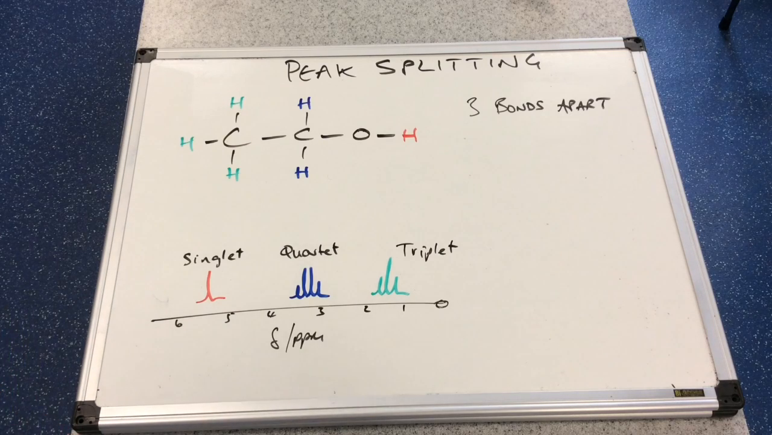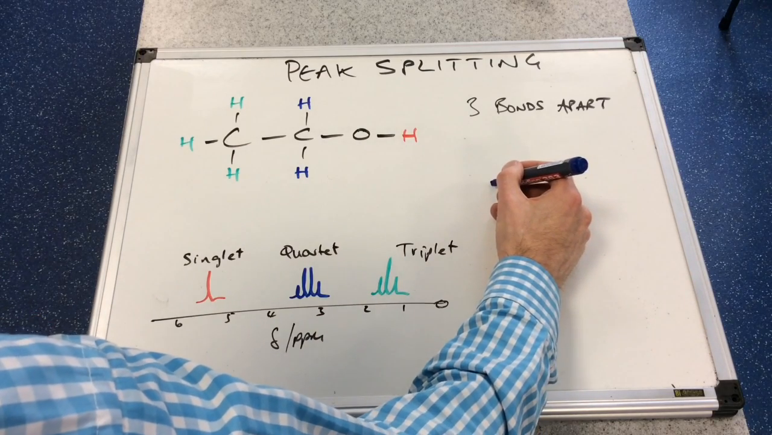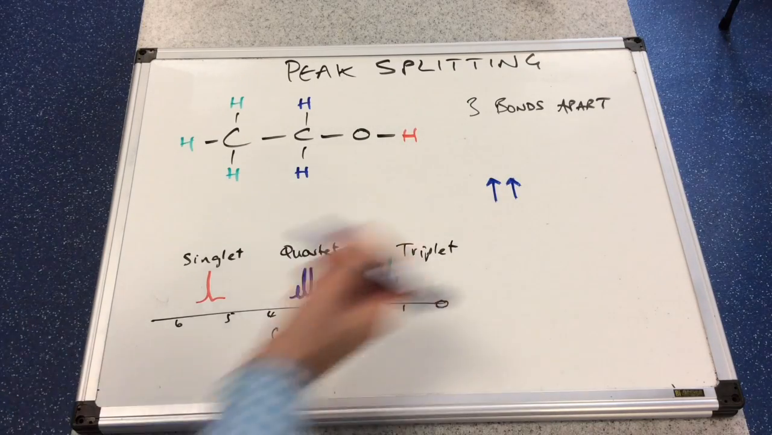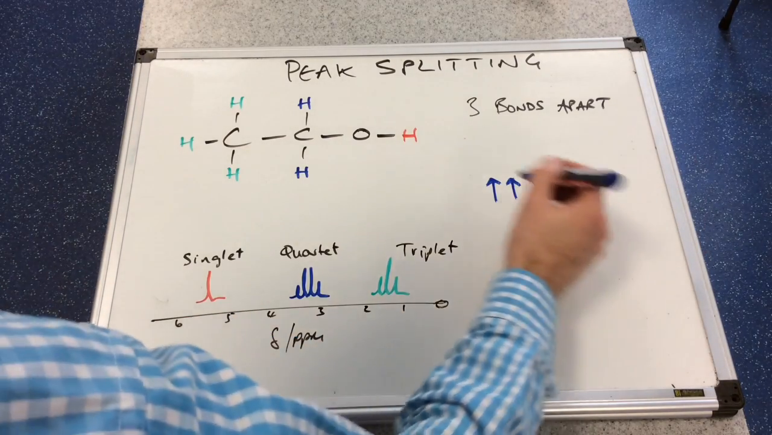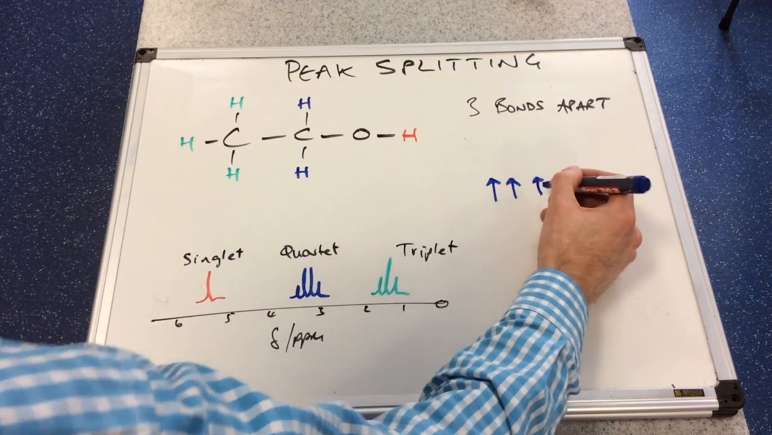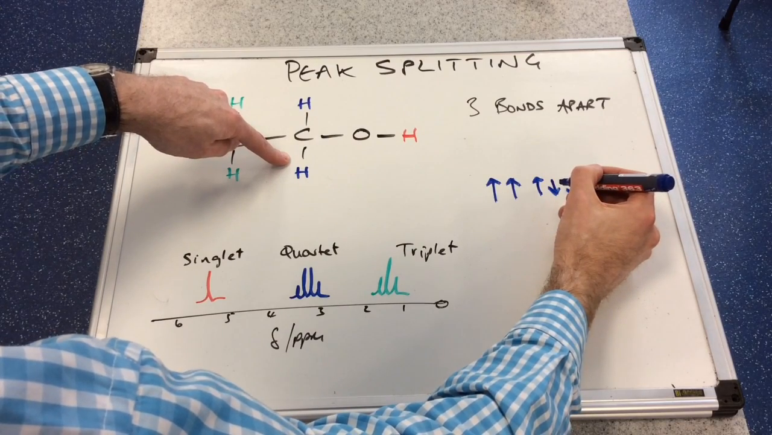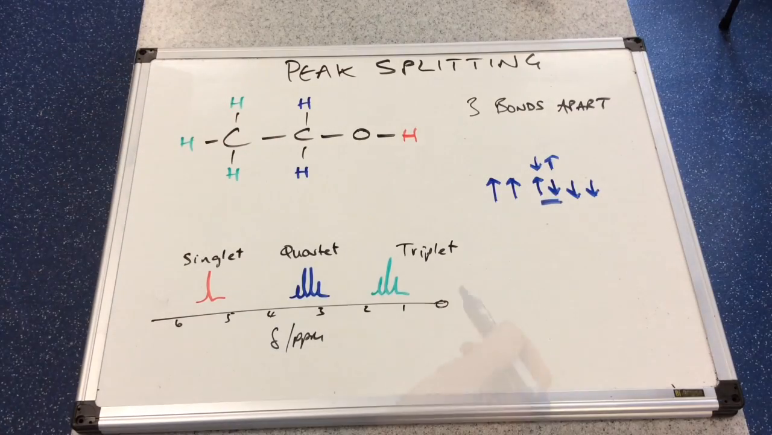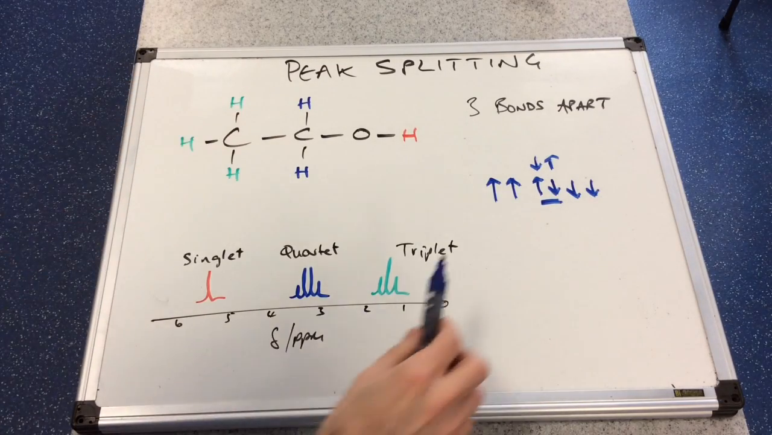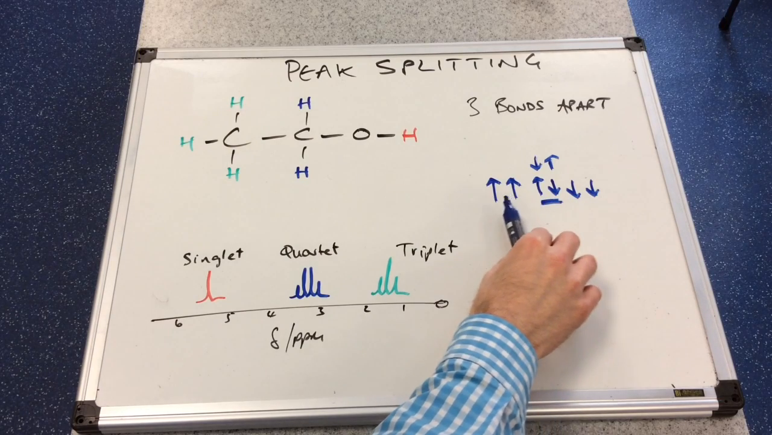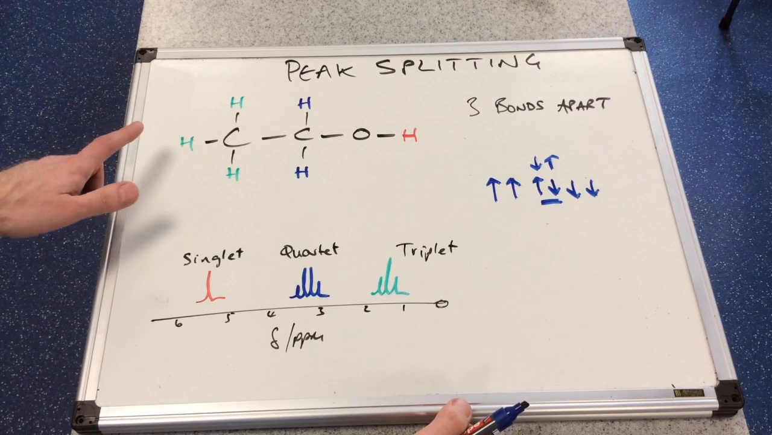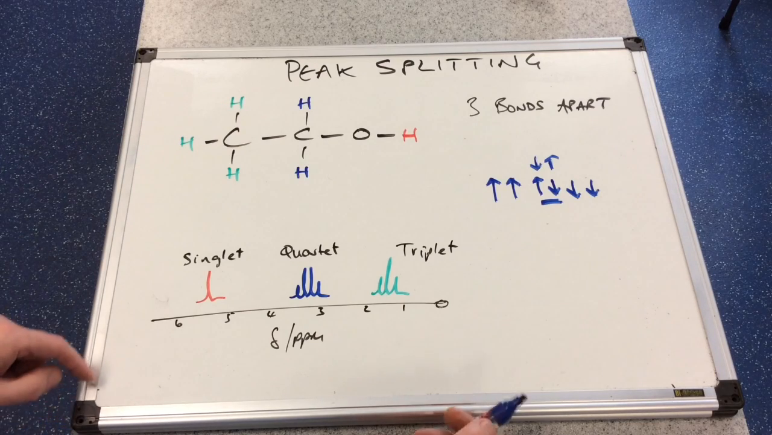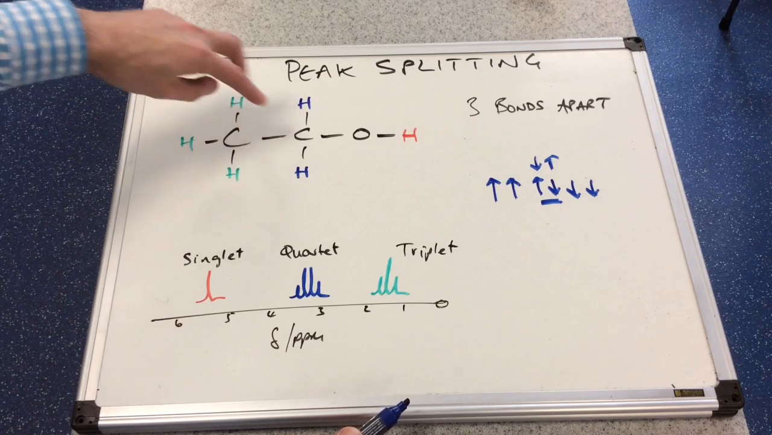And if we consider these 2 protons, we could think about their spin states: they could both be up, they could both be down, or this one could be up and this one down, or this one down and this one up. And so these 2 protons actually have 3 different, slightly different magnetic fields associated with them, and so they can affect these equivalent protons in 3 different ways. And that's why we see a triplet when 2 protons are adjacent.